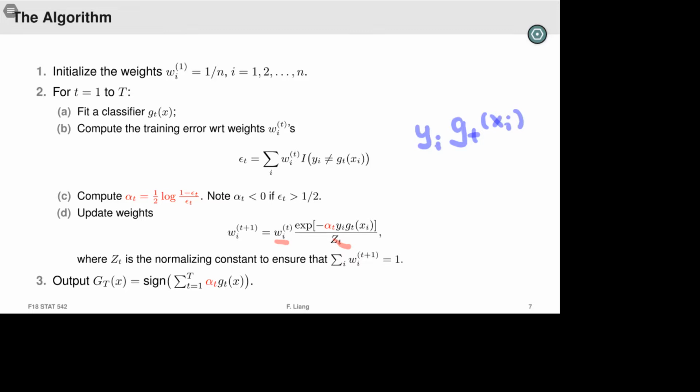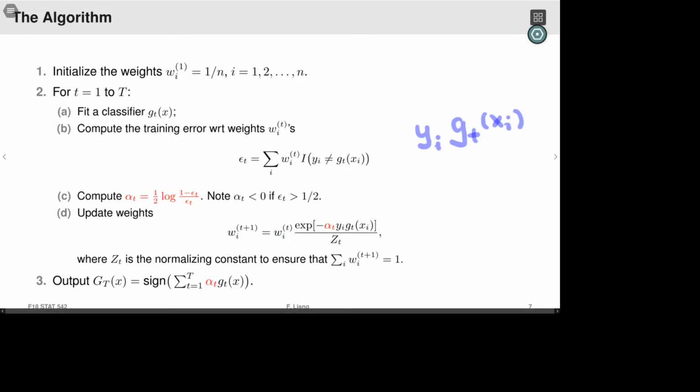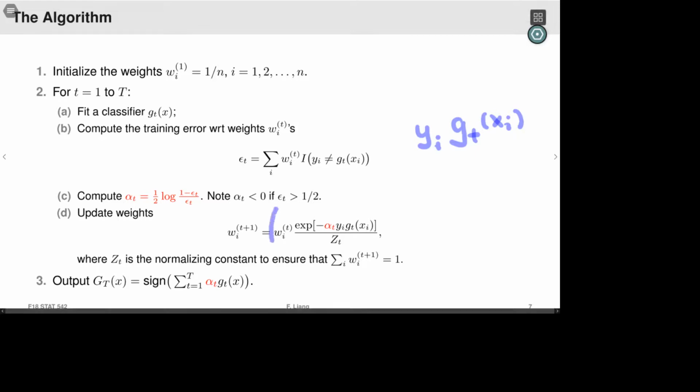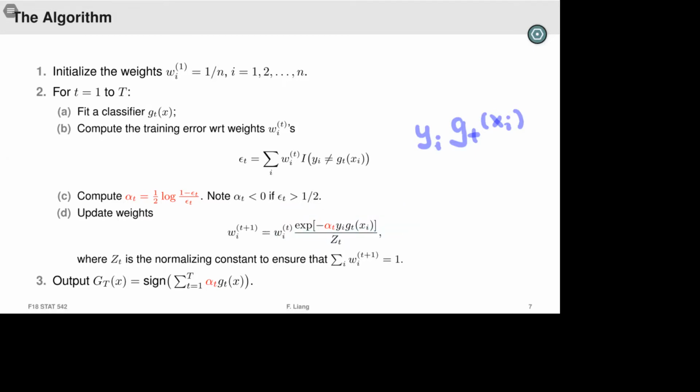Great. This is why I say you can sort of ignore the zt, because you can just look at the wi superscript t times that weighting, and then zt is just a normalizing constant. Basically, zt is the sum of this part over i. That's a normalizing constant, so it makes sure that at the t plus 1st iteration the weights are actually weights, meaning the sum of them is going to be 1.